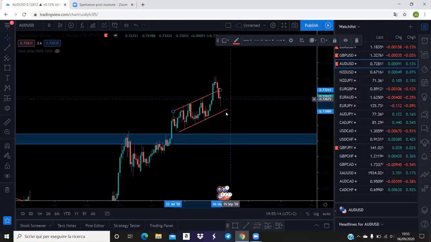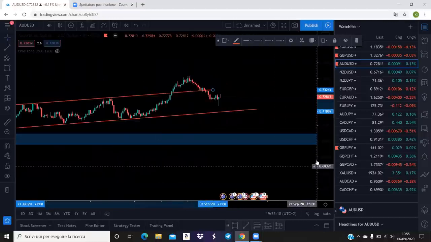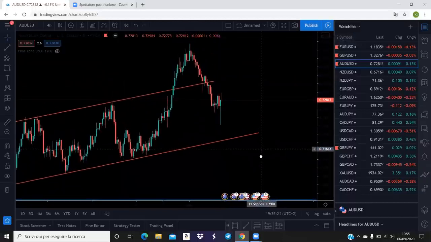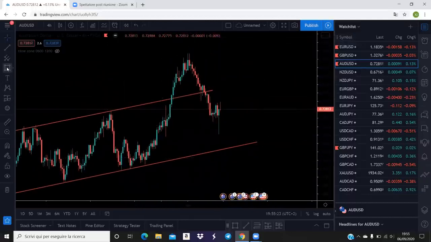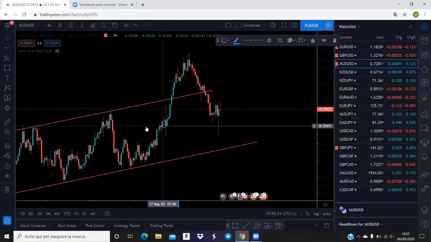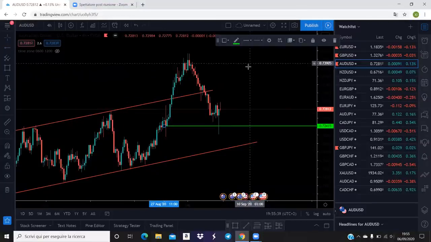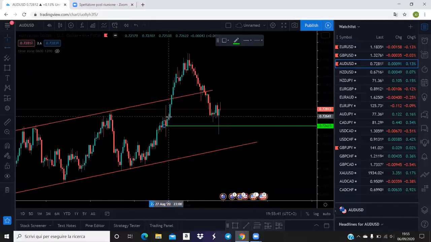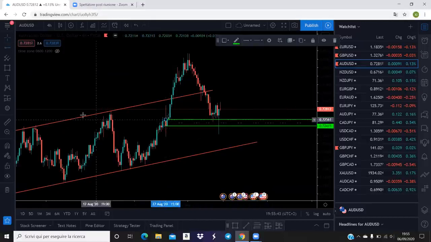Right now, we had a retracement, and if I drop to the 4 hours, we can identify a nice demand zone right here. Let me put the horizontal line right here. And right here, this was a nice demand zone, and as you can see, we rejected that.